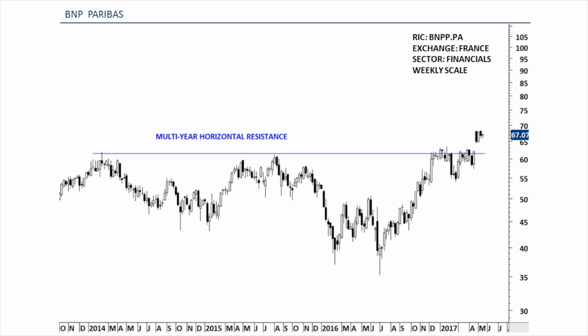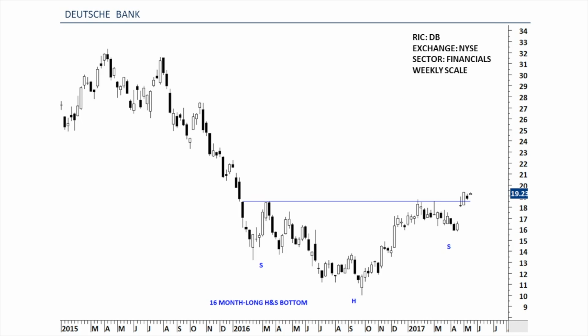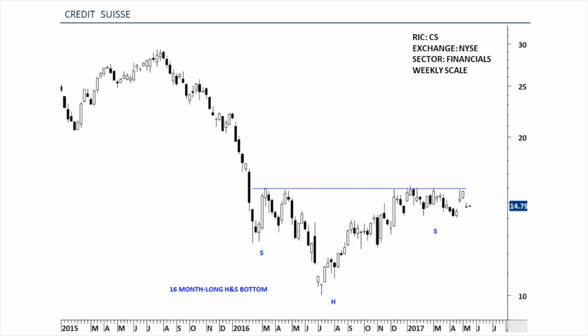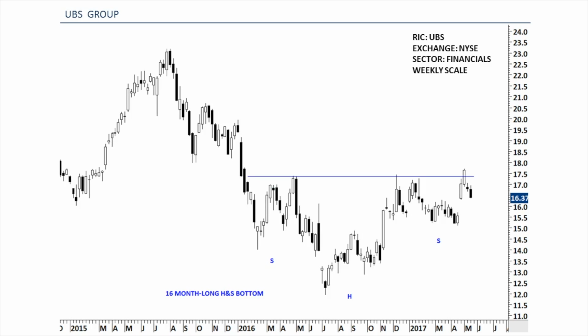BNP Paribas is breaking above a multi-year well-defined horizontal resistance. The horizontal boundary was tested several times before the breakout took place. Breakouts from long-term consolidations are usually followed by strong uptrends. Deutsche Bank is forming a 16-month-long head and shoulder bottom. Head and shoulder bottom is a major bullish reversal chart pattern. Credit Suisse is forming a 16-month-long head and shoulder bottom. Last but not least, UBS Group is also forming a 16-month-long head and shoulder bottom. Confirmed breakouts from these bullish reversal chart patterns will possibly add more upside momentum to the Euro Stoxx banking index.